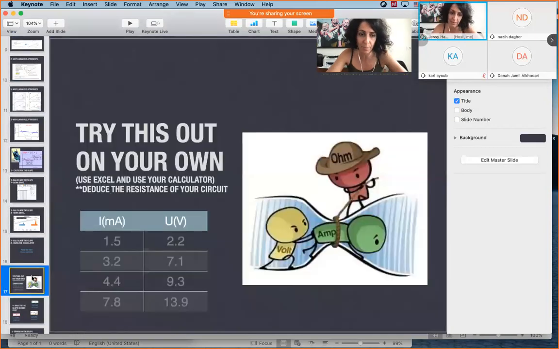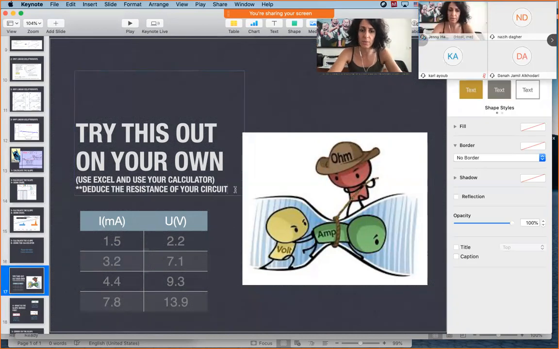Now, you have an example to try. Try this out on your own. Use Excel and use your calculator to find the resistance of your circuit. So you are given some values for I, some values for U, and your job is to plot something versus something and to try to find the slope and deduce R from it. Do you know Ohm's law or the relationship between I, U, and R?